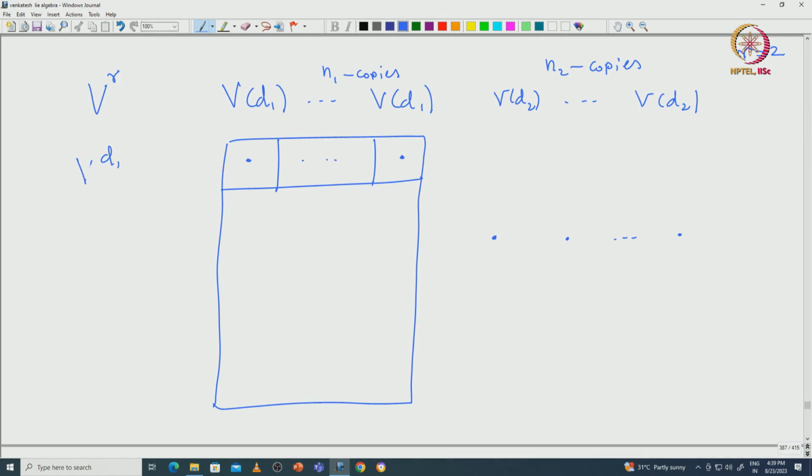So, this is V_D1. Now, what will be the next? The next one will be V_{D1-2}, just below this. Again you will get n1 copies of that D1 minus 2. Then you go on and so on, until you reach V_{-D1}. This will be the least eigenvalue because D1 is the max, so minus D1 will be the minimum. That will give you some box here.